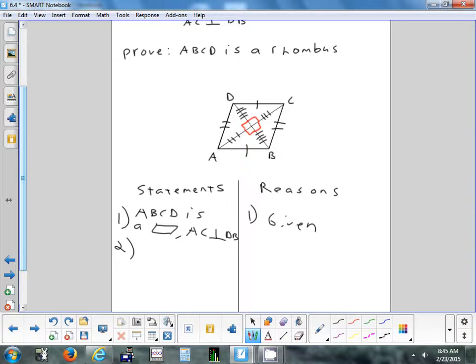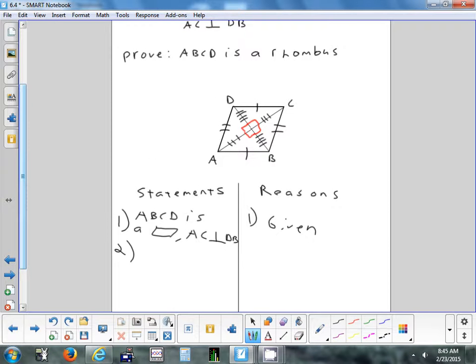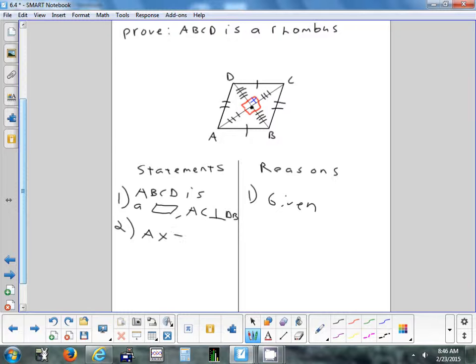Okay, statement 2. Let's start writing down the sides we marked. Okay, AB is congruent to AC. Or actually, you know what? We're going to need a name for that midpoint. Okay, let's just call it X. Okay, so now we can say AX is congruent to CX. I could also say BX is congruent to DX.